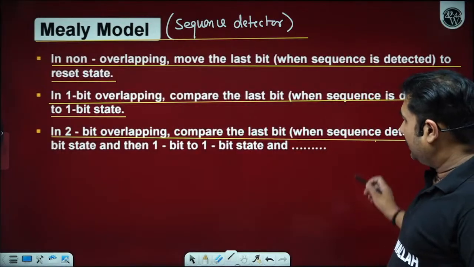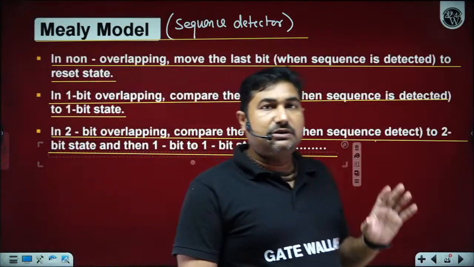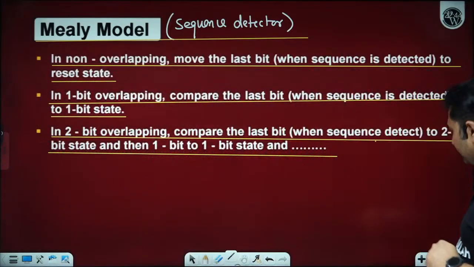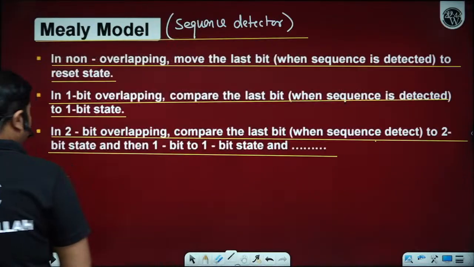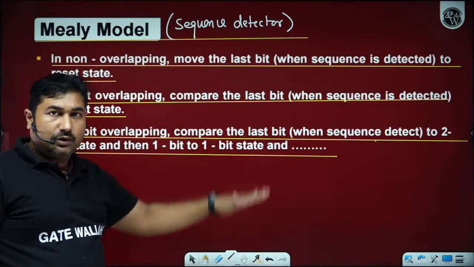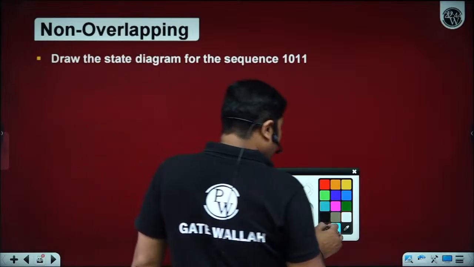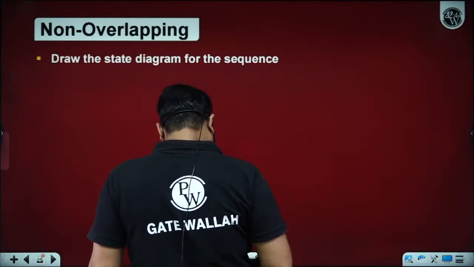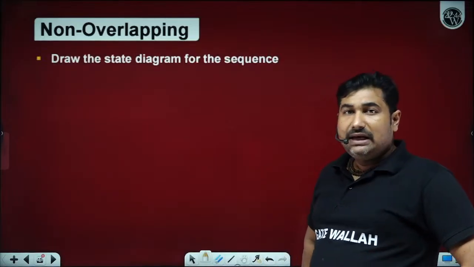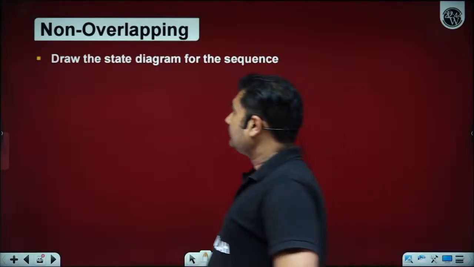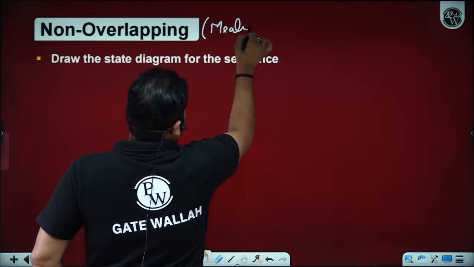And the same process goes on for the 3-bit and so on. Now please observe, we are interested to design this. I am going to show this again and again, but let us first move towards the non-overlapping Mealy model.